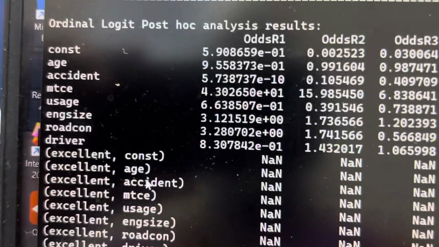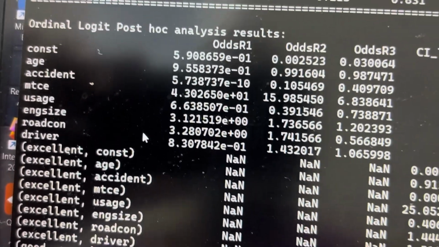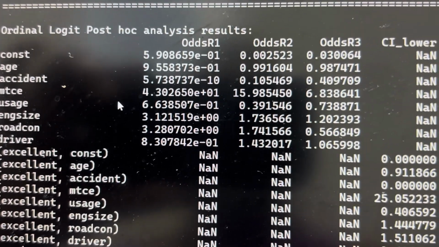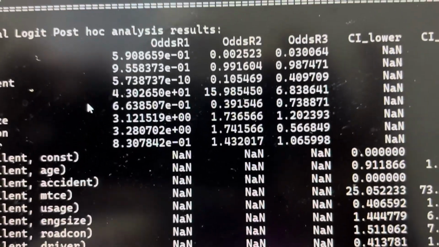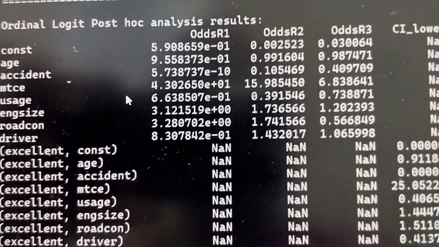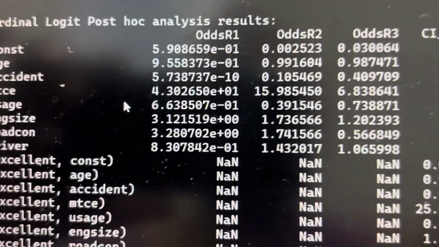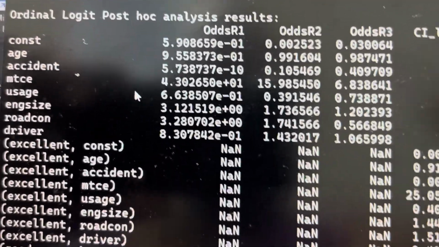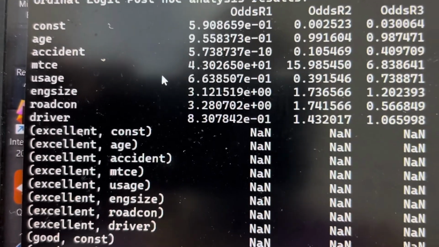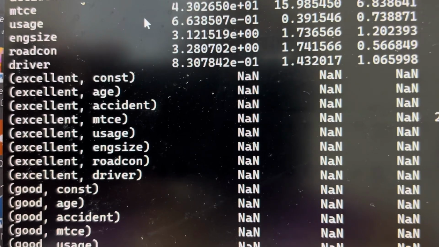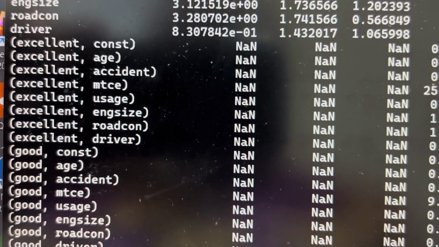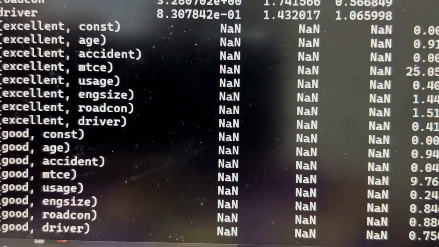Now look at, it's now showing the ordinal Logit post hoc analysis. Post hoc is very important here because that is the diagnostic aspect of it, trying to show more information than what the coefficient and the p-values are showing. Yeah, and this is good. Now after the post hoc, it is comparing each of the conditions with the other ones.